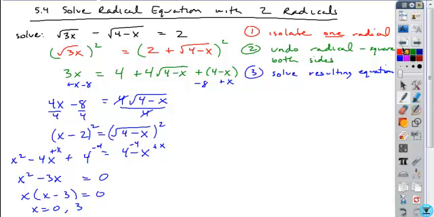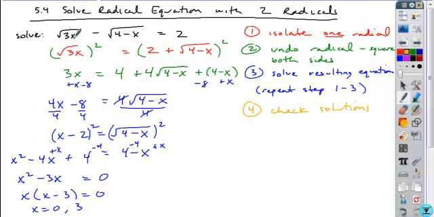Okay. So notice right here, you probably need to repeat the steps 1 to 3 before you move on, and you come up with your, again, required step of check your solutions.